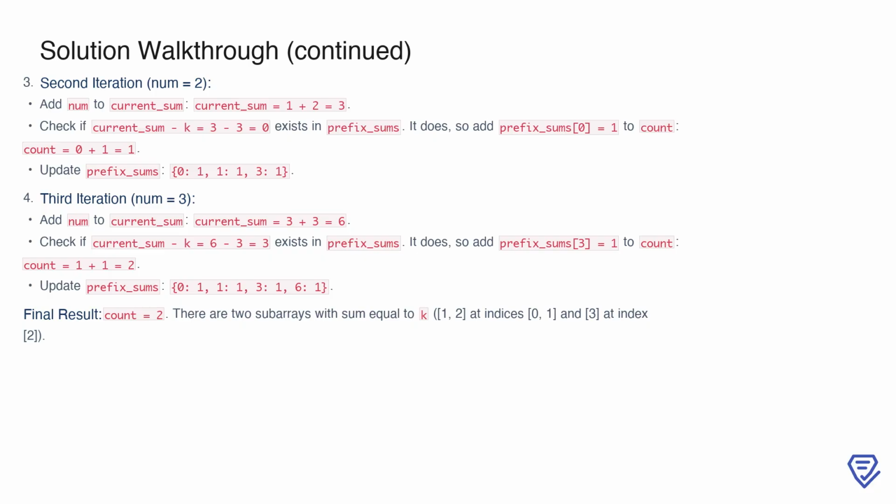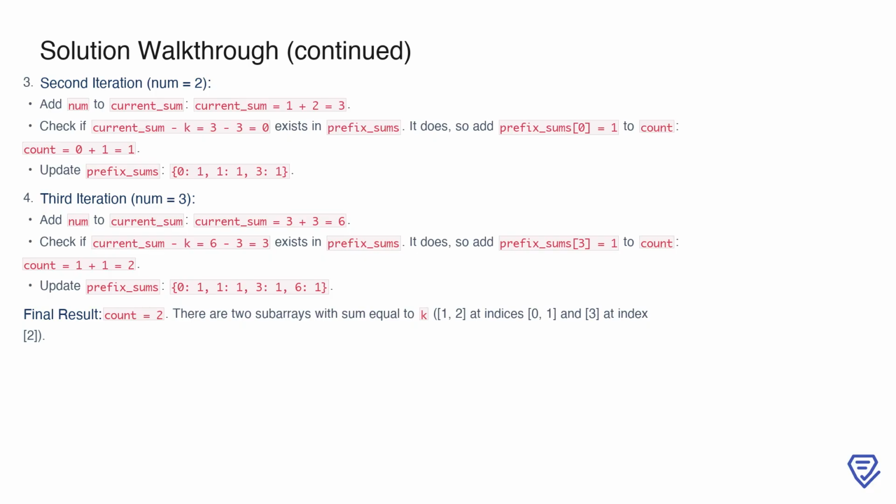Adding it to current_sum gives 6. Checking current_sum minus k, which is 6 minus 3, or 3, we find that 3 exists in prefix_sums with a value of 1. This indicates another subarray with sum equal to k, so we add 1 to count, making it 2. We then update prefix_sums to 0, 1, 1, 1, 3, 1, 6, 1.